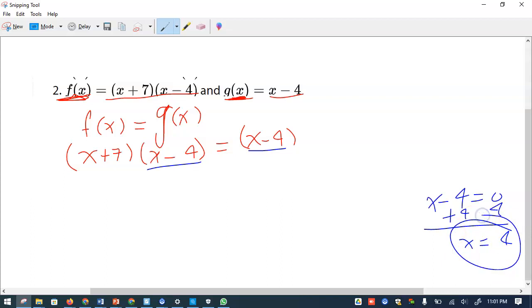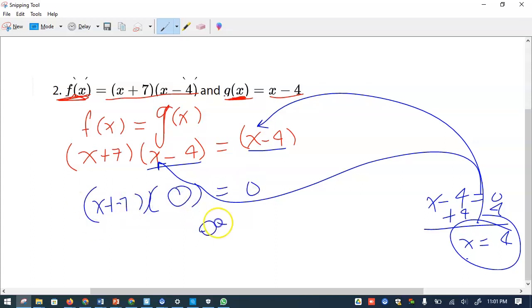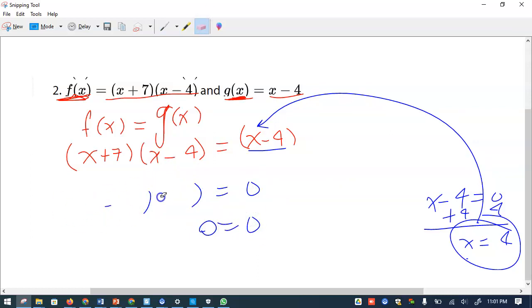That means this is one of the solutions already. Because if you plug in x equals 4 on both sides, all you get is x plus 7 times 0 equals 0. So 0 equals 0. So that's correct. So that's one of the answers. But what about the other solution?